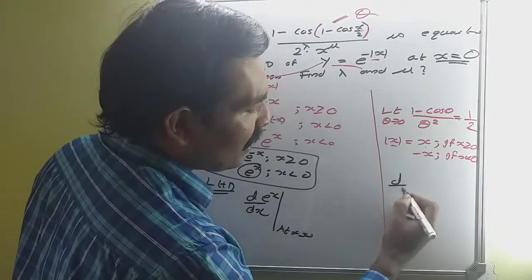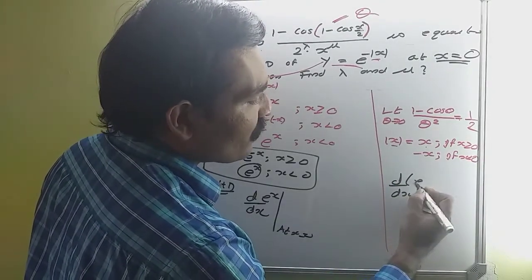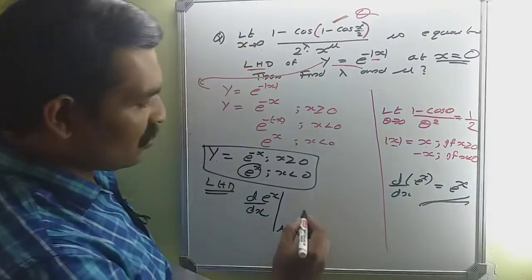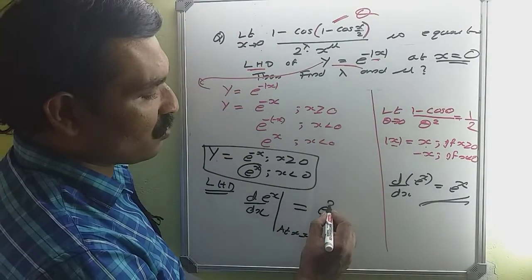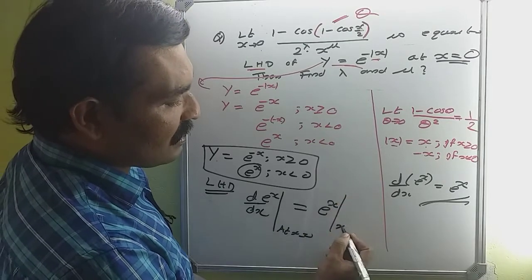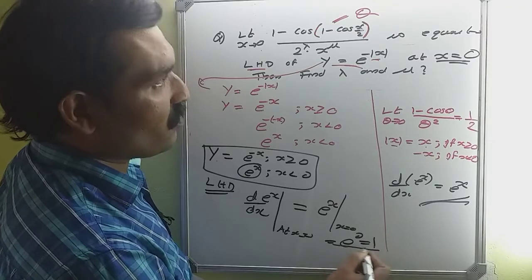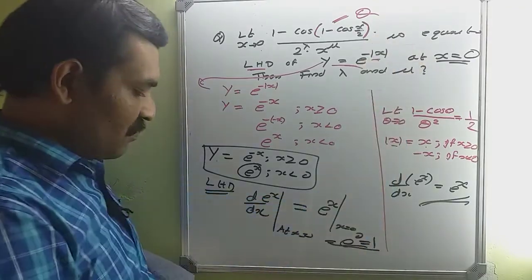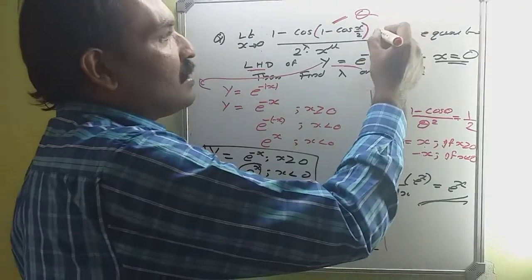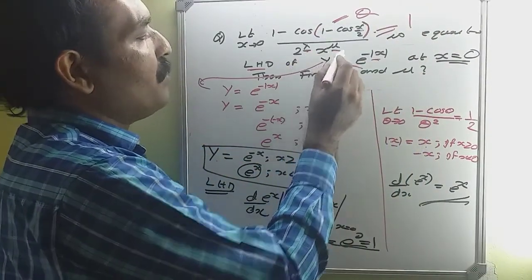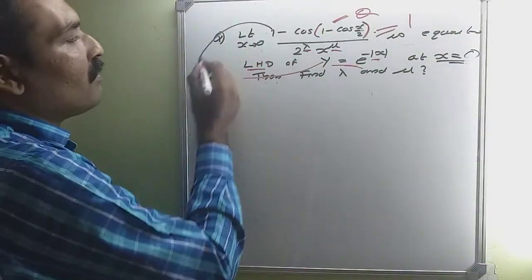Now d by dx of e raised to x is equal to e raised to x. So this is equal to e raised to x at x is equal to 0, that is e raised to 0, which is equal to 1. So the value of this limit is equal to 1. Now we want to find this lambda and mu. That is the question.